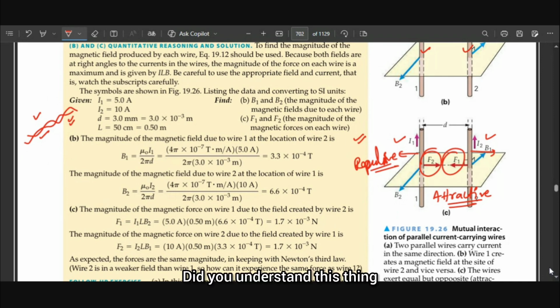Did you understand this thing? Arnav, are you there? Yes, sir. I was on mute. Does this make sense? Yes, sir. What did I tell you? Tell me.